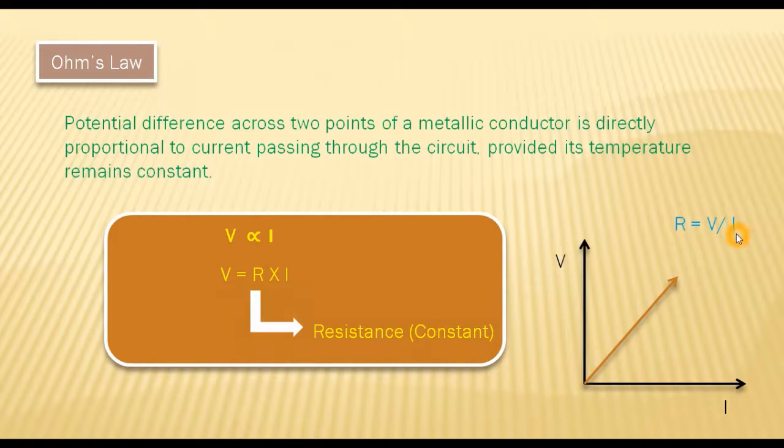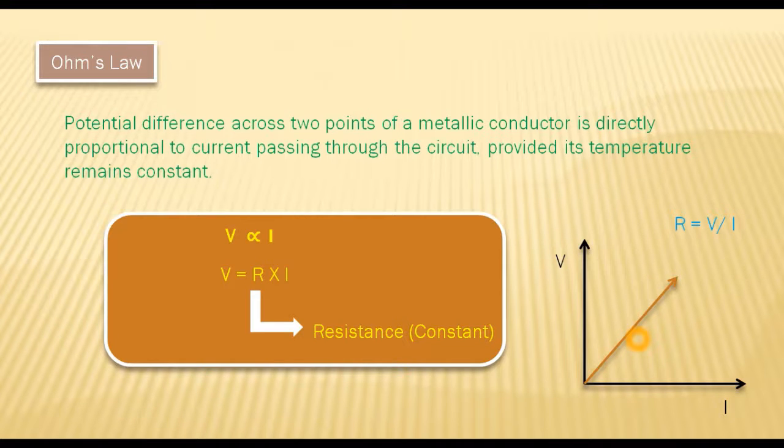V by I, potential difference divided by current, would be equal to resistance. And what is resistance? That is a constant. That means the ratio of potential difference applied between the ends of a conductor and the current flowing through it is a constant quantity, and that constant quantity is nothing but resistance. And the resistance is a constant quantity, so the graph shows that whenever we take the ratio of these two terms, we'll get a constant quantity. So this is the graphical representation of Ohm's law.